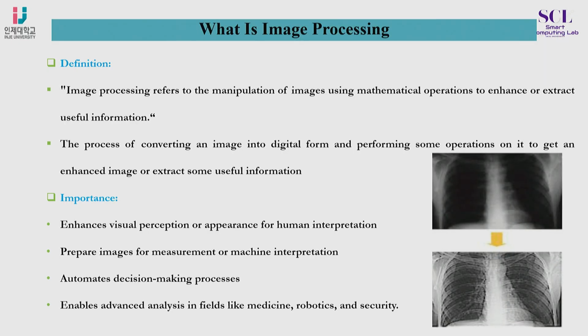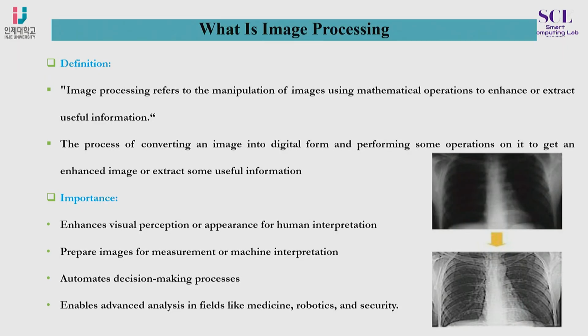What is image processing? Image processing is the manipulation of images using mathematical operations. Why do we use mathematical operations? In order to enhance or improve the quality of the image, so that we can use the information later for our own objectives. For example, in machine learning, we need some pre-processing of the data so that we can use the data for training of the model.